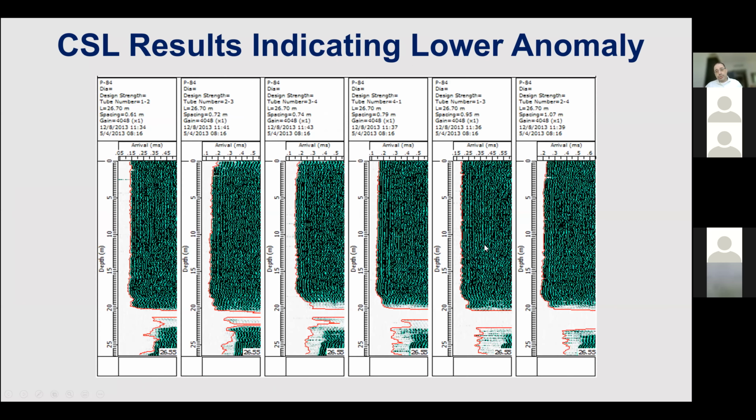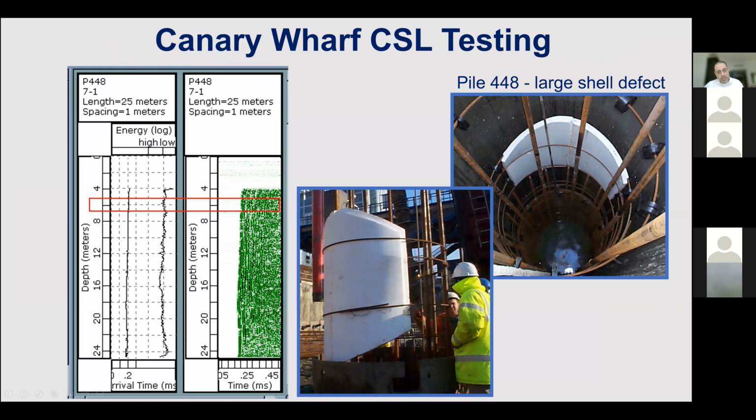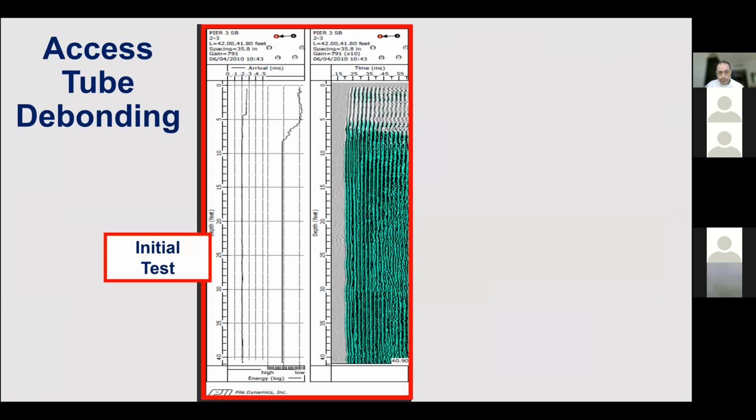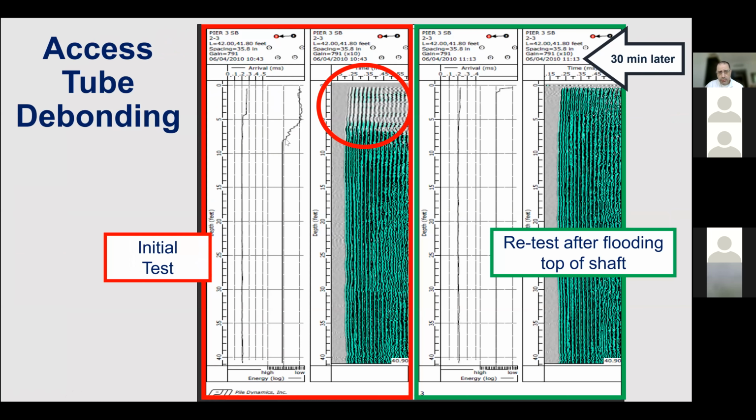This is a test just to see whether the CSL is going to see if there's an anomaly outside the rebar cage. Remember the slide in which we showed the anomaly outside. So in this test, the anomaly was completely outside the rebar cage, and nothing was detected because it was outside the intersection of the transmitter and the receiver. So if you have debonding, it can show up something like this.